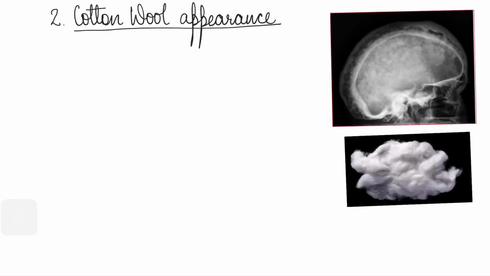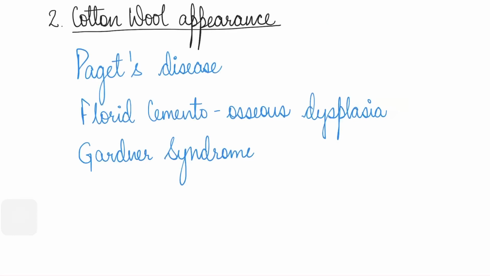The next one on the list is cotton wool appearance. It is not histologic, it is a radiographic appearance that resembles cotton wool. Actually, these are sclerotic patches that are poorly defined and fluffy, and it is because of the disorganized trabeculae which leads to the area of sclerosis in the previously lucent area. So it appears lucent and opaque haphazardly. Cotton wool appearance is present in Paget's disease, florid cemento-osseous dysplasia, and Gardner syndrome. Sometimes it is also seen in fibrous dysplasia, but for fibrous dysplasia, ground glass appearance is more common.